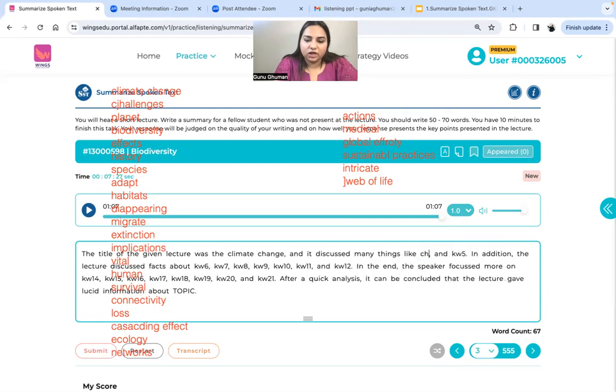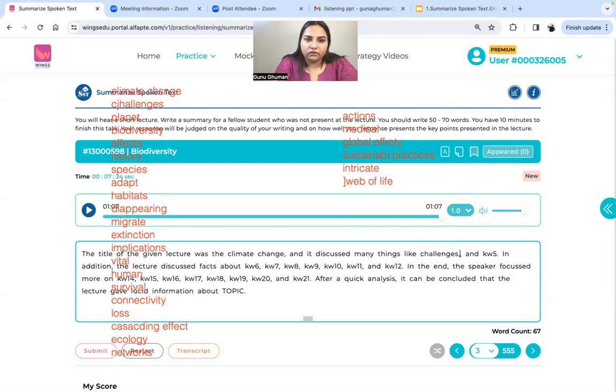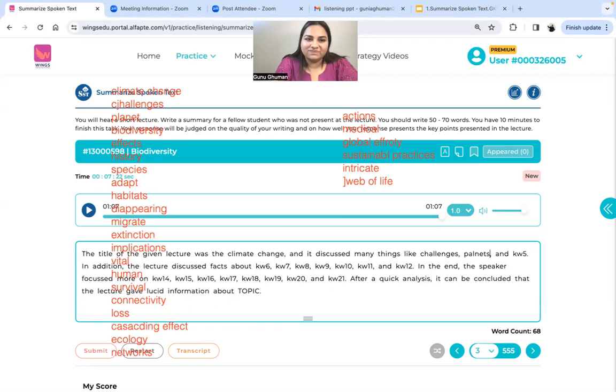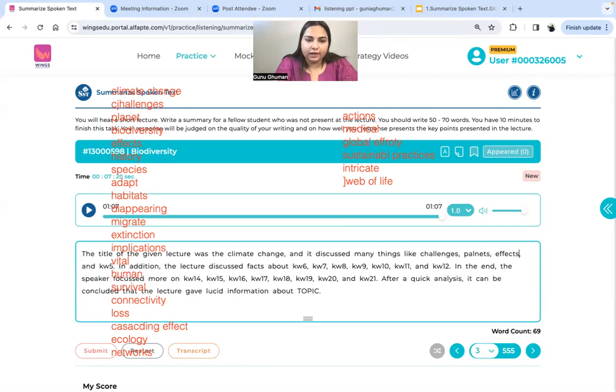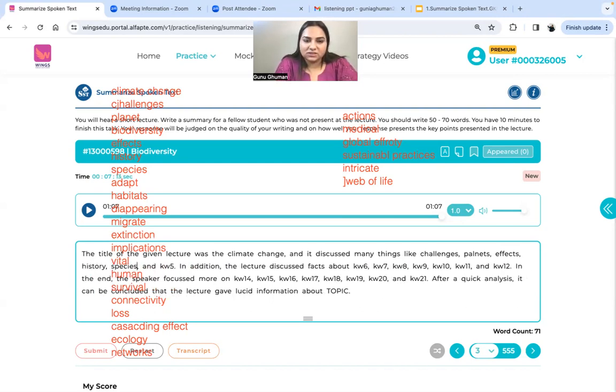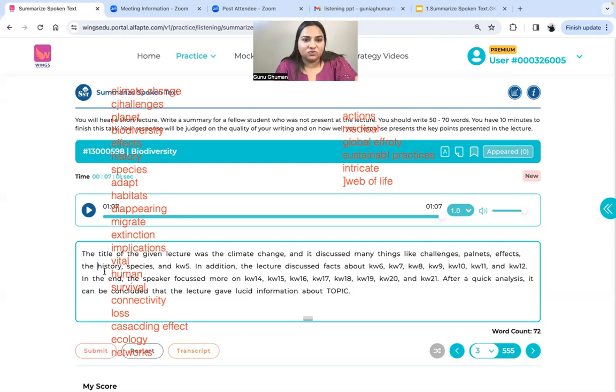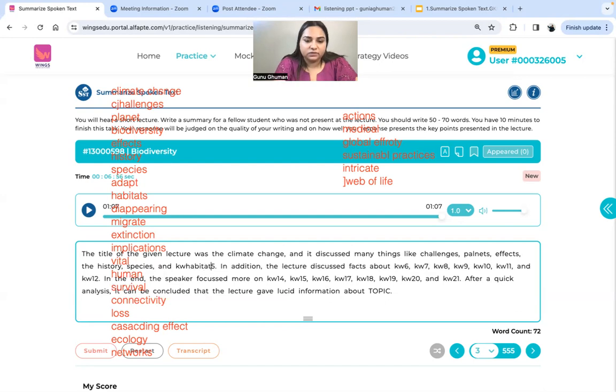So things can be challenges, things can be planets, plural, effects, history, species. I didn't put history plural because I don't need to make it plural because I've never heard histories. I've heard history. Could be, but I'll put history. Or if you have a doubt, you can say the history. Better, safe. Species, and then we can say habitats because adapt is a verb. I'm not going to put that, okay?